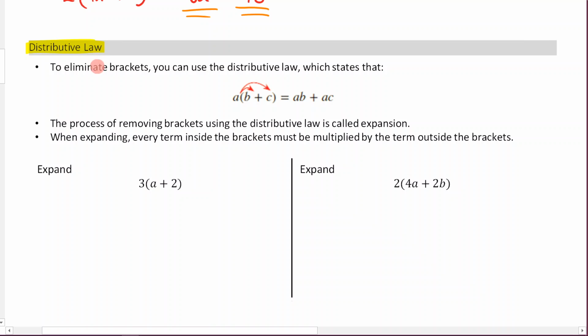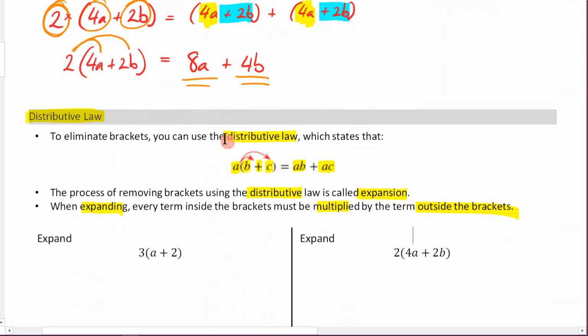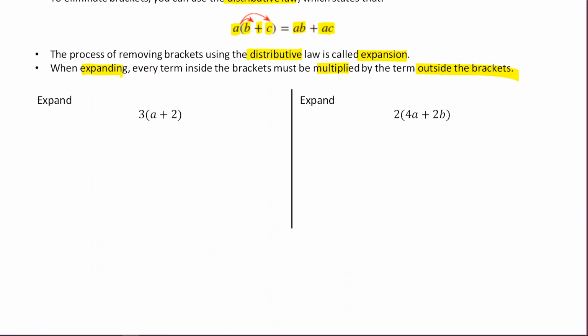So let's come down here now and learn more about this distributive law. To eliminate brackets, you can use the distributive law, which states that, as you can see, we're going a times b, which is ab, plussing that with a times c, which is ac. The process of removing brackets using the distributive law is called expansion. When expanding, every term inside the brackets must be multiplied by the term outside the brackets. So here we have 3a plus 2 and 4a plus 2b. That's what we had up here and up here. And what we're now going to do is use our distributive law to answer these.